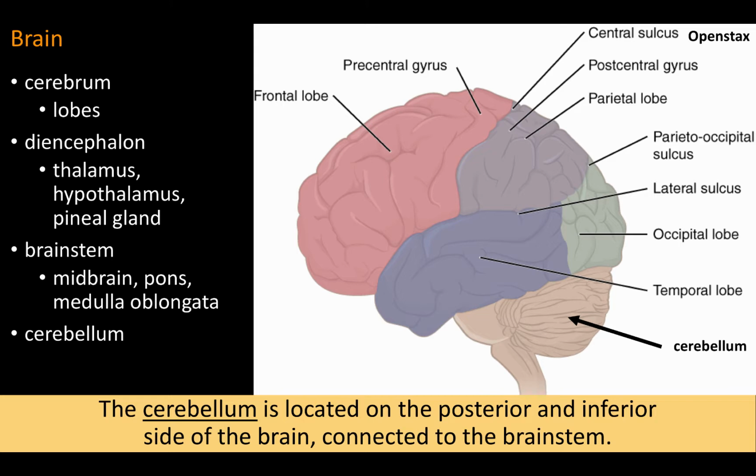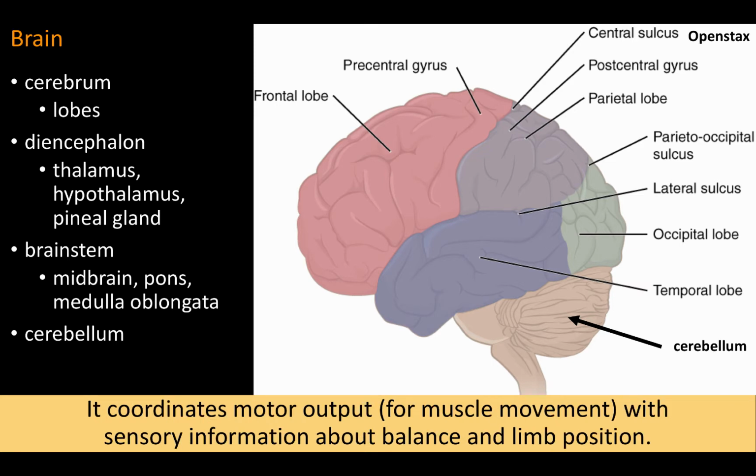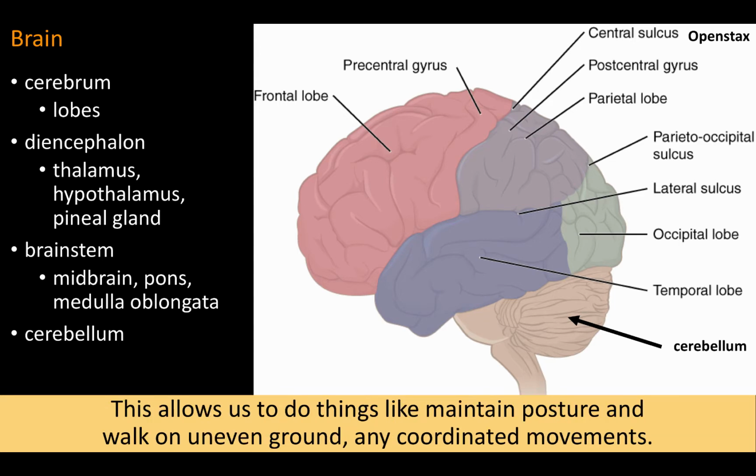The cerebellum is located on the posterior and inferior side of the brain, connected to the brainstem. It coordinates motor output, for muscle movement, with sensory information about balance and limb position. This allows us to do things like maintain posture and walk on uneven ground, any coordinated movements.